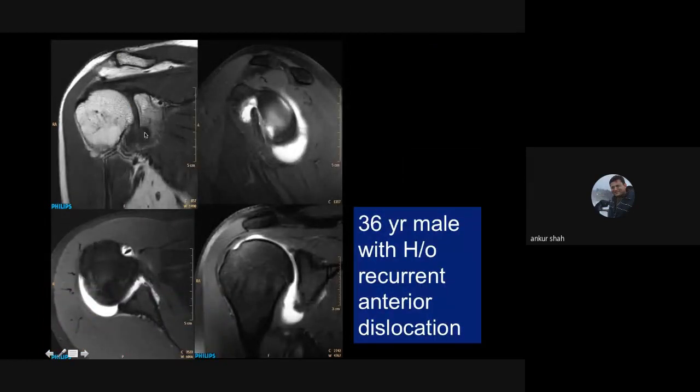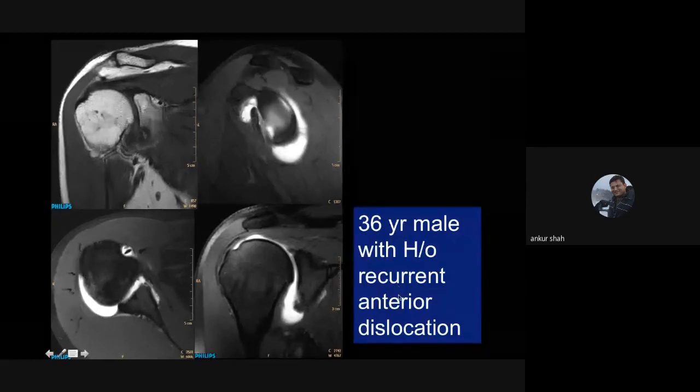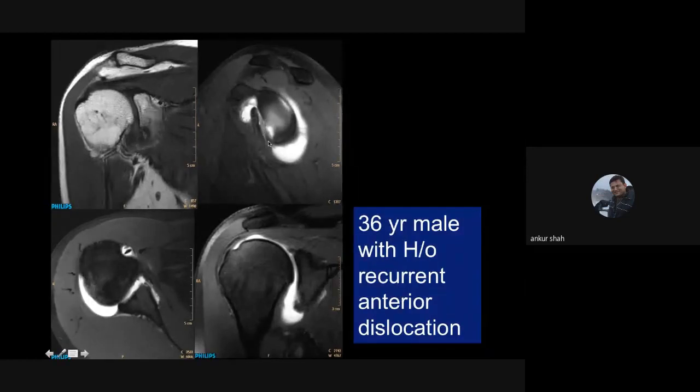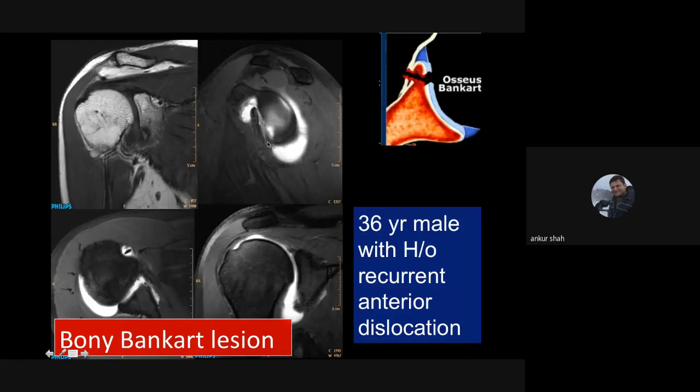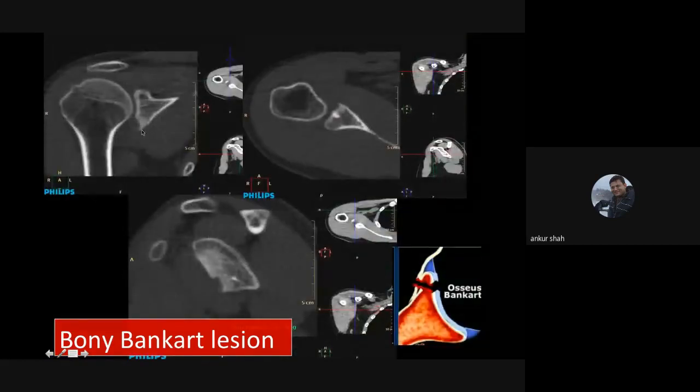Similarly, here there is a tear of the labrum, but along with that there is a fracture also. So when a young patient with recurrent dislocation has a fracture of the glenoid, you can confirm it with the CT scan also. You see on CT scan there is a small defect in the lip of the glenoid, and this is a fracture of glenoid. This is the bony Bankart lesion. So for orthopedic surgeons, the most important thing to know is whether it is soft tissue Bankart or bony Bankart, because the treatment differs in both these two.